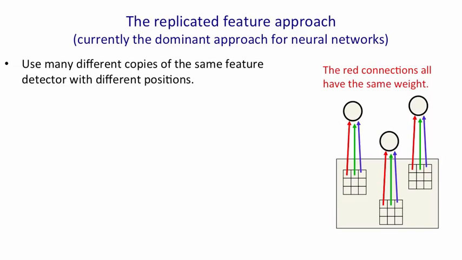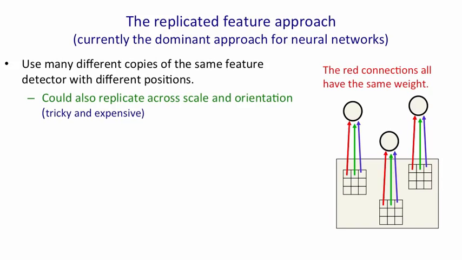If you look on the right, I've shown you 3 feature detectors which are replicas of each other. Each of them has weights to 9 pixels, and those weights are identical between the 3 different feature detectors. So the red arrow has the same weight on it for all 3 feature detectors. And when we learn, we keep those red arrows all having the same weight as each other, and we keep the green arrows all having the same weight as each other, even though the red and green arrows will have different weights. We could also try replicating across scale and orientation, but that's much more difficult and expensive, and probably not a good idea.